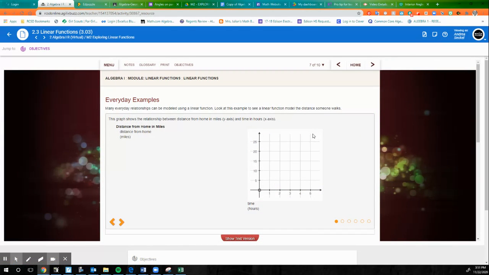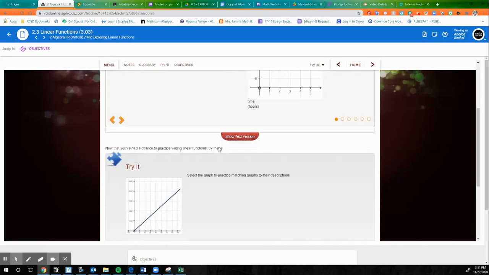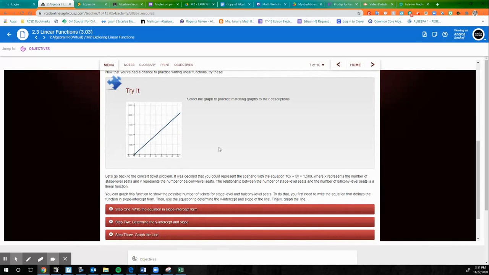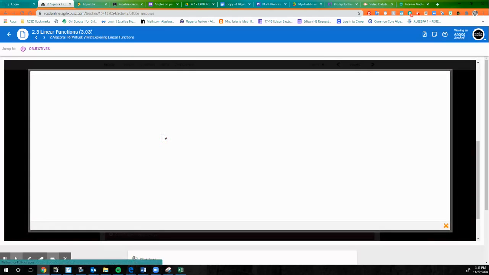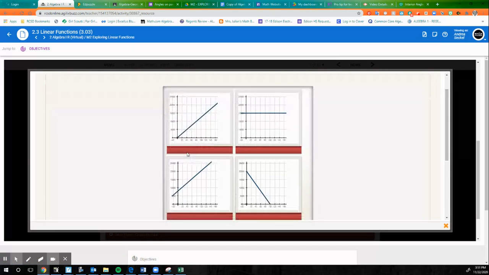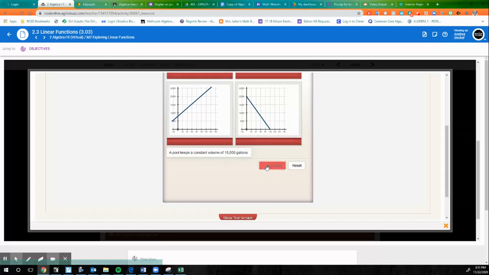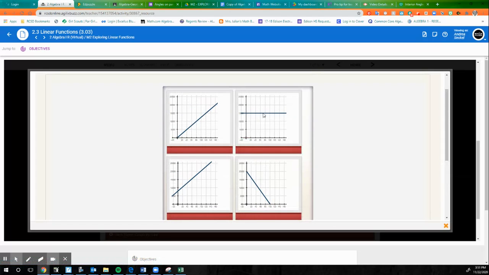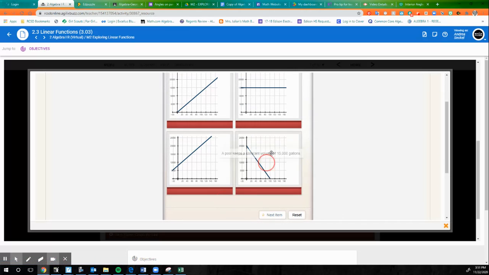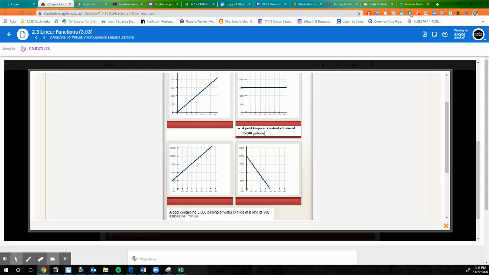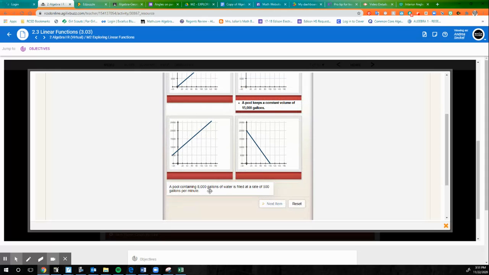Okay, page 7. Pretty much the advice is to scroll down and look through these triads. So what you want to do is click on the triad, and then scroll down here and read through these. This says a pool keeps a constant volume of 15,000 gallons. You look through the 4 graphs, which one would look constant? You check by clicking and dragging it over. If it's right, it'll literally suck in, and then it'll give you a new one. That's what you're going to do to check through these.